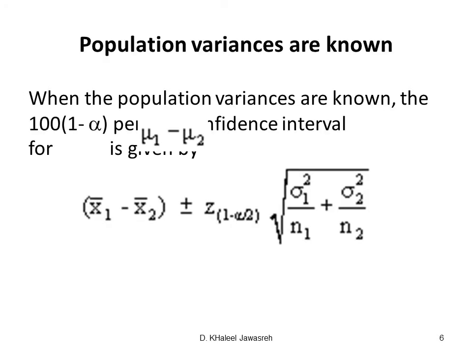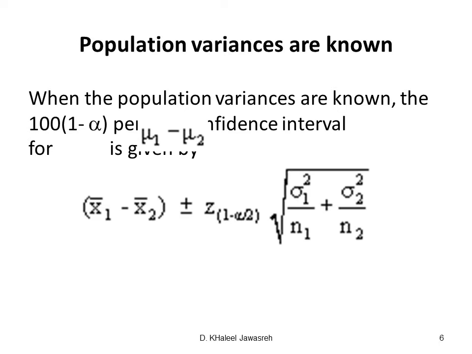When the population variances are known, the 1 minus alpha percent confidence interval for mu1 minus mu2 is given by this formula: x1 bar minus x2 bar plus or minus Z. Why do we use Z here? Because we are dealing with populations with known variance. So Z of 1 minus alpha over 2 will be used here, and we multiply it by the square root of the sum of the two variances over their sample sizes.